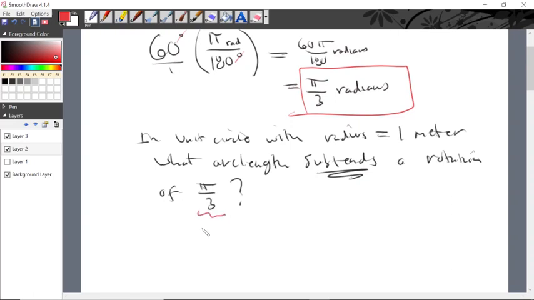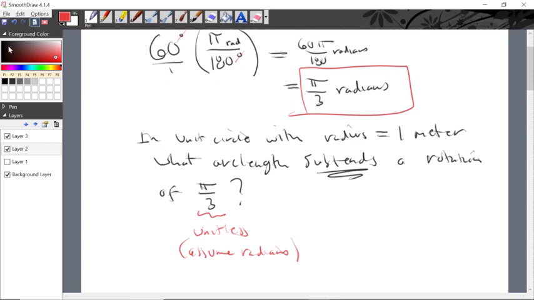Note, pi over 3, I have written as a unitless measure. I've declared it to be a rotation. And if a rotation is given as a numerical value without any units, then we assume that it is in radians. So if I said a rotation of 20, then I assume I meant 20 radians. We do not assume 20 degrees.